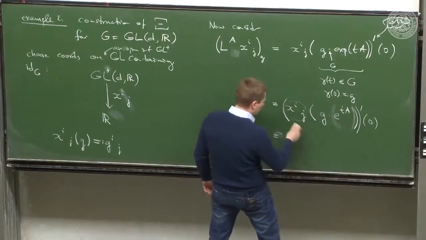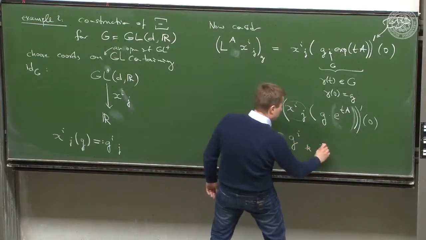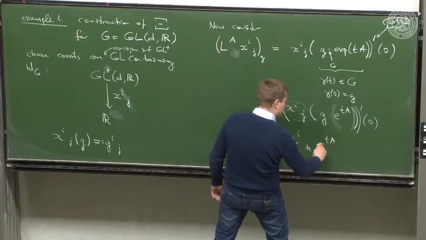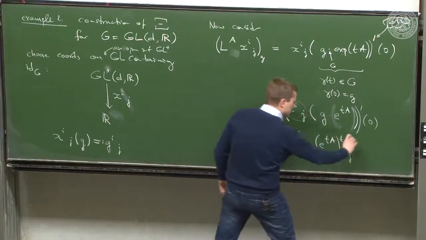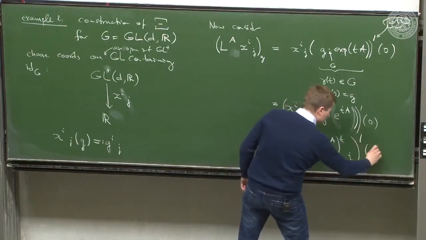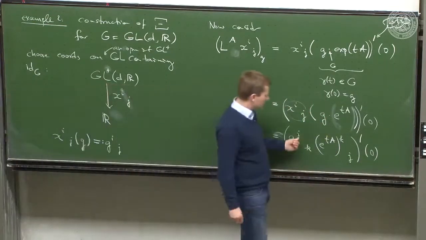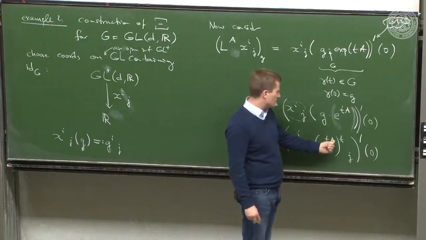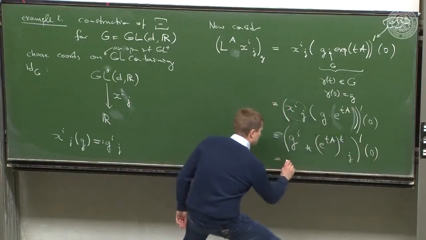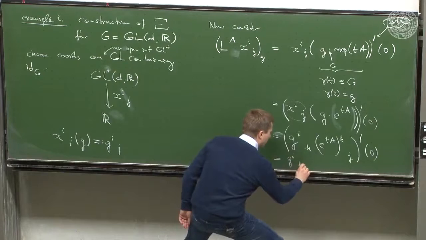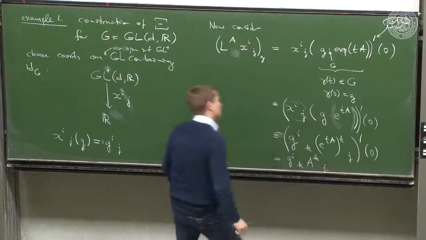and pushing one in between. Anyway, at the end of the day, it's G_IK, e^(tA)_KJ, all of this derived with respect to t at point 0. But of course, this is a fixed matrix, so it only acts on here. It pulls the A in front. It evaluates at 0. The result is G_IK A_KJ times the identity.